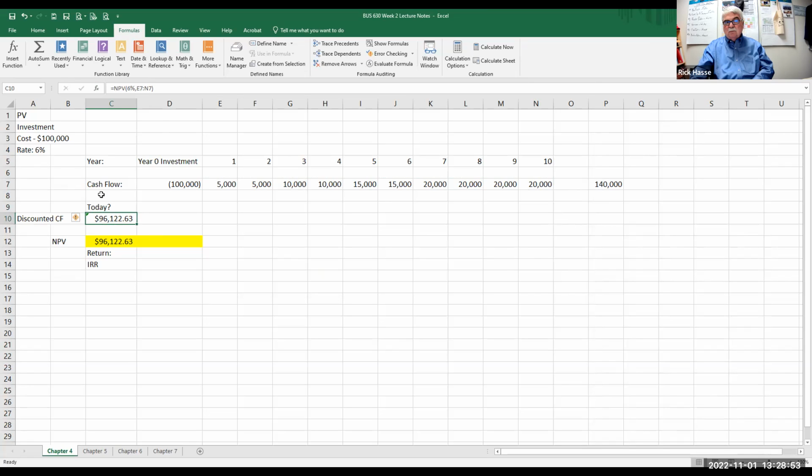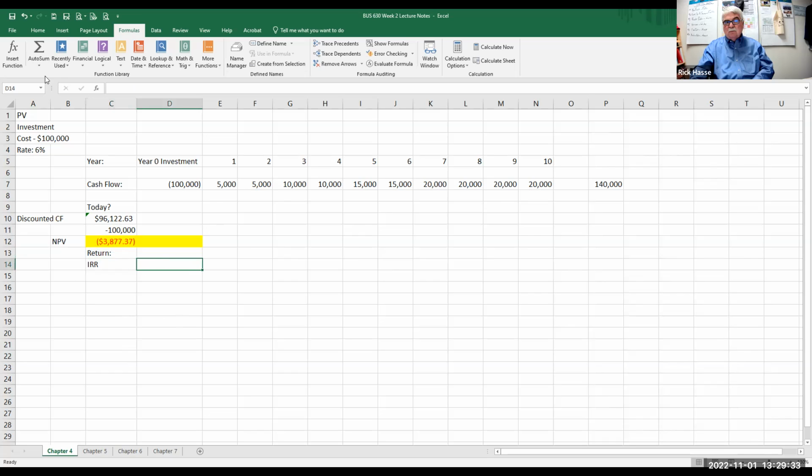Well, then if we compare that to the investment of $100,000, our net present value is a loss of $3,877.37. In other words, we're losing money on this investment, even though it says, well, we're making 140,000. But if you're taking into account the cost of money, we're losing money. It's called negative return.